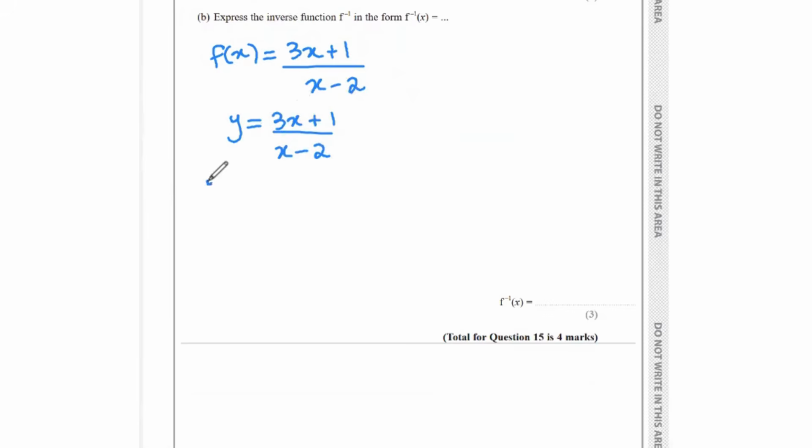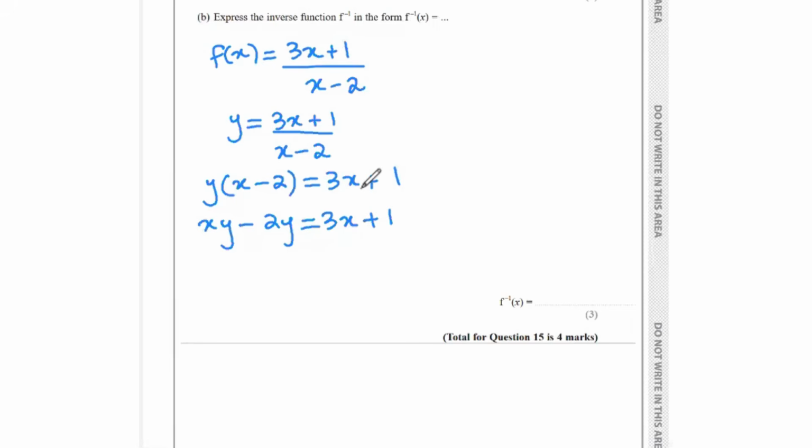Cross multiply to get rid of the fraction. So y times x minus 2. Expand the bracket. Xy minus 2y equals to 3x plus 1. So remember, whenever you're trying to find the inverse of a function and you replace f of x with y, our goal is to make x the subject of the equation.